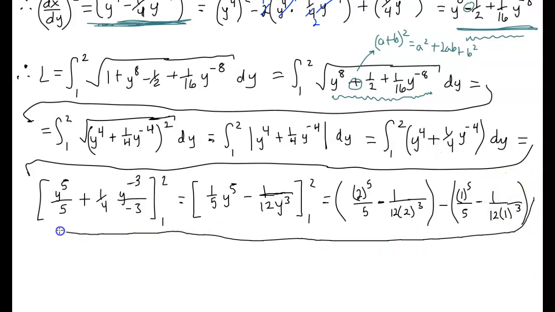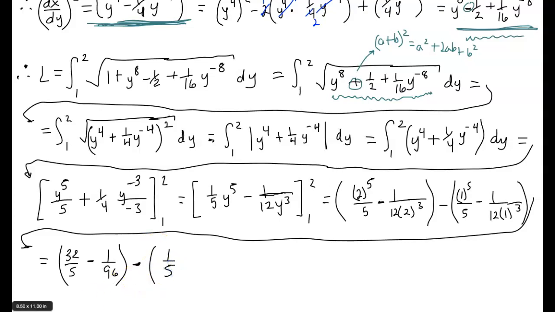All right, and so from here it's sort of a race to the finish as far as calculations are concerned. So we know that 2 to the 5 is going to end up being 32. So this will be 32/5 minus, we know that 2 raised to the 3 is 8, and 12 times 8 is 96. So that will be our first two terms. Of course, 1 raised to the 5 is just 1 divided by 5, so that's 1/5. And this would be over 1/12, since 1 cubed is 1 and 1 times 12 is 12.